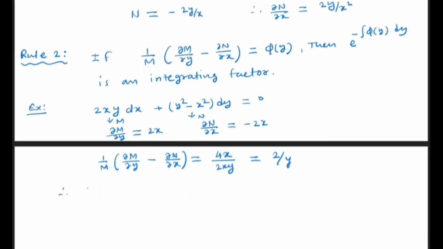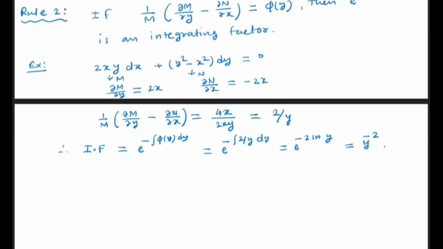So by the rule, the integrating factor will be e power minus integral phi(y) dy. This is e power minus integral 2/y dy. This is minus 2 ln y, which is nothing but y to the power minus 2. So y to the power minus 2 is an integrating factor, and if we multiply by y to the power minus 2 in the equation, then we will get an exact ODE. You can check that on your own.